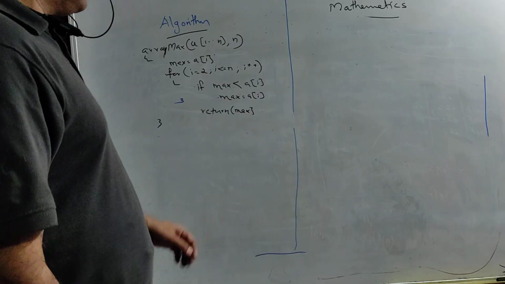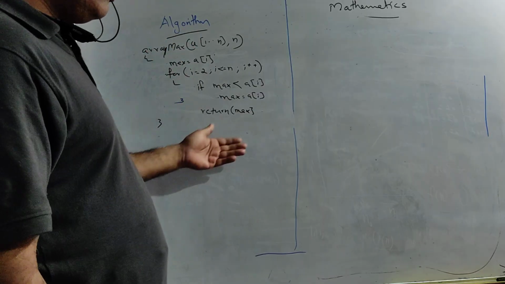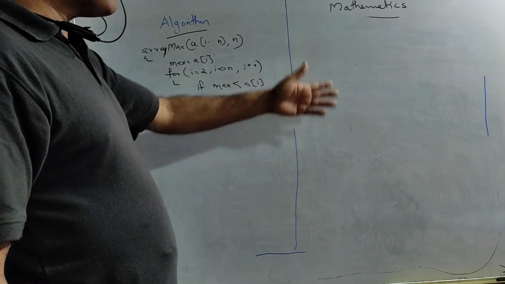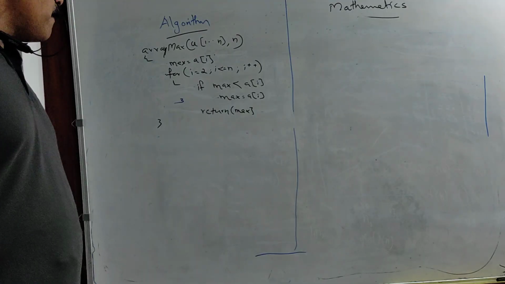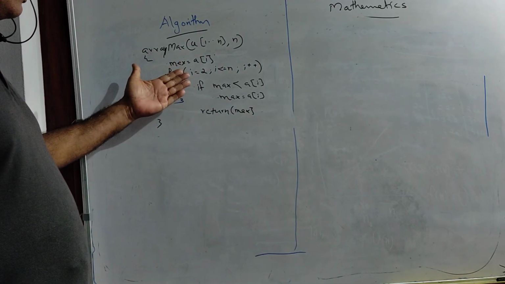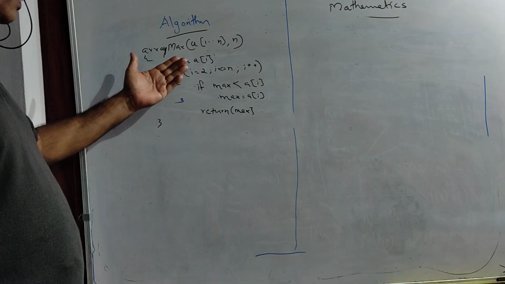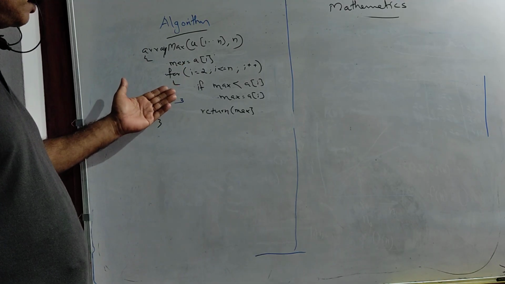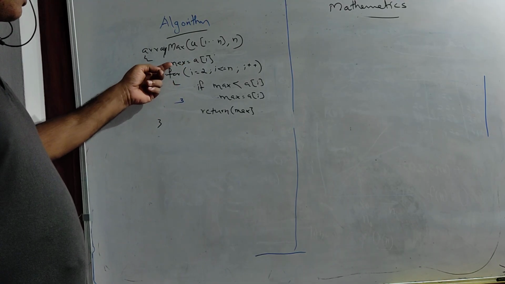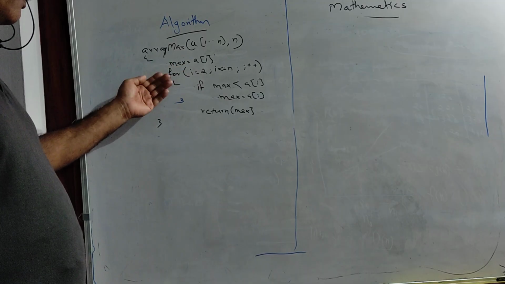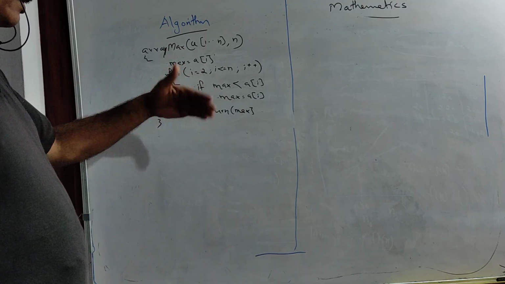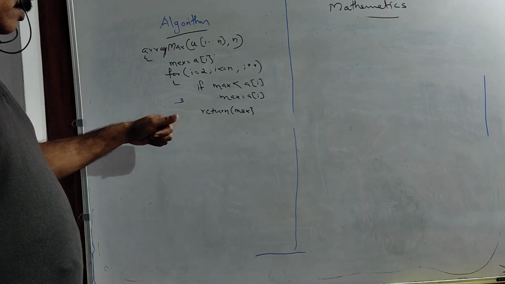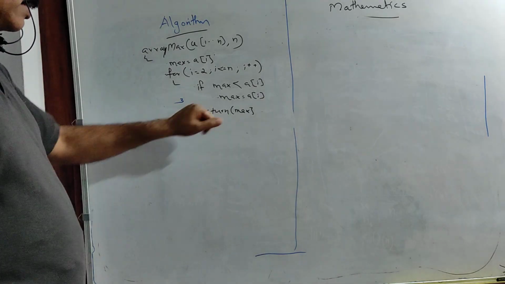Today we will try to connect our concepts and algorithm with pure mathematics. This is an algorithm to find the biggest of n elements in an array. First, max is set equal to A[1]. Then we will be comparing this maximum element with the remaining elements, and finally it will be returning the maximum element.